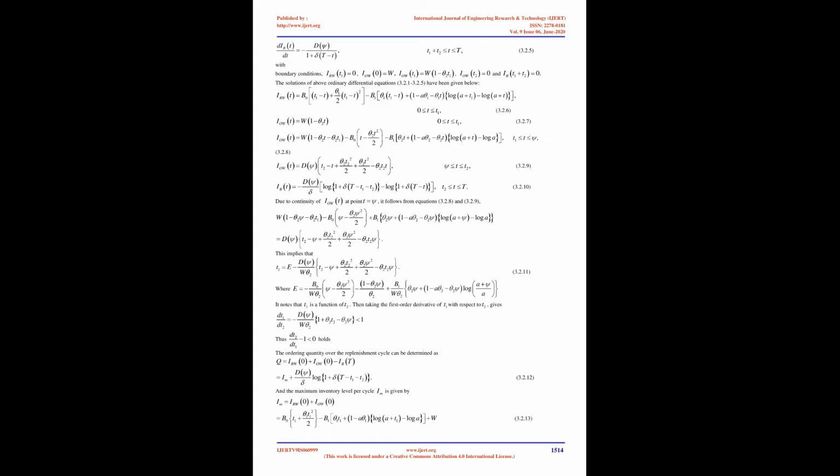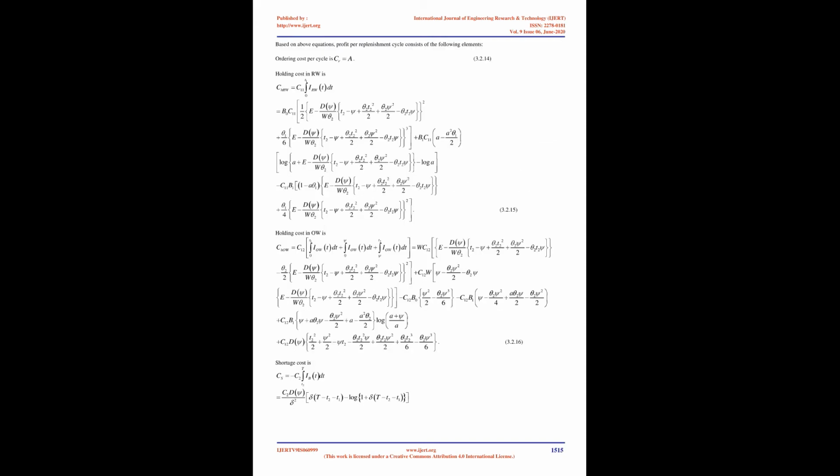9. C2 is the holding cost per unit time in OW, where C1 is greater than C2. 10. C3 is the shortage cost per unit time. 11. C4 is the opportunity cost due to lost sales per unit time. 12. The deterioration rate in RW, where it lies between 0 and 1. 13. The deterioration rate in OW, where it lies between 0 and 1. 14. T is the length of the replenishment cycle.